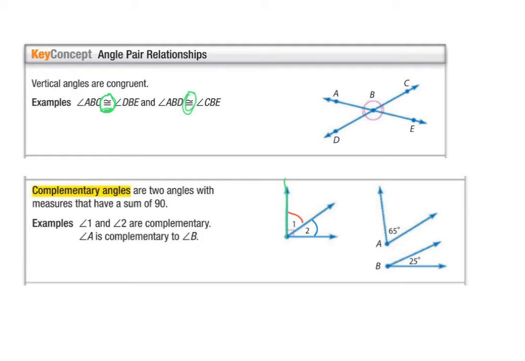And the reason I know that is because this larger angle in green is a right angle, and right angles are 90 degrees. The other example is also an example of complementary angles because one of them is 65 degrees, the other is 25 degrees. And if I were to add them up, I would get 90 degrees. So both are examples of complementary angles.